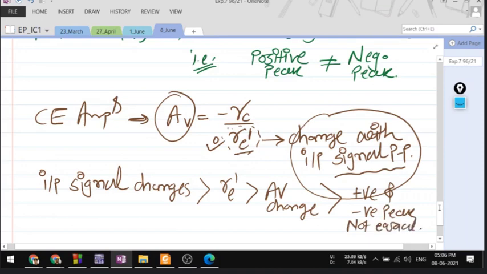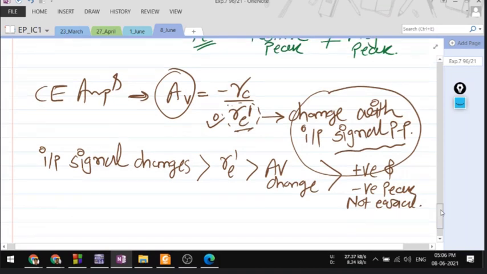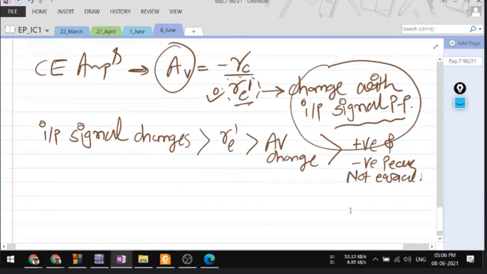Okay, positive and negative peak. Due to this RE dash, we are not getting the positive and negative peaks equal, and that is called distortion in the output.